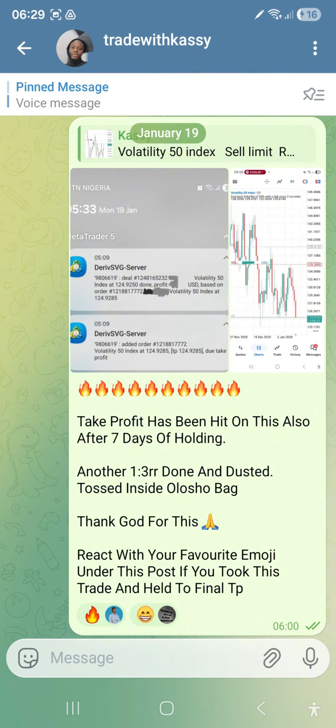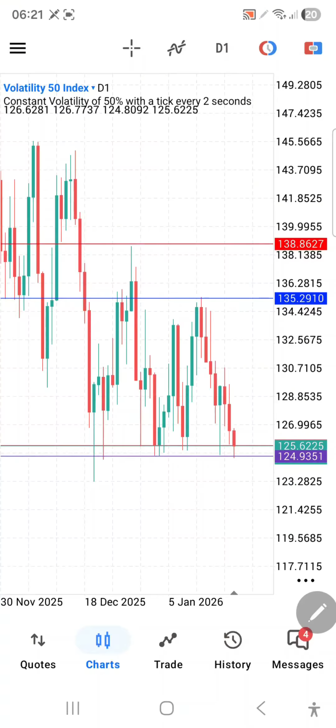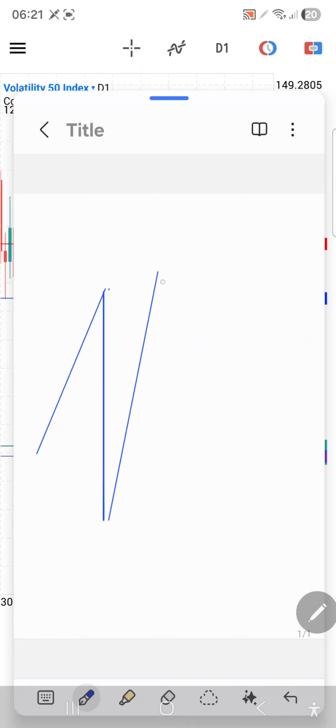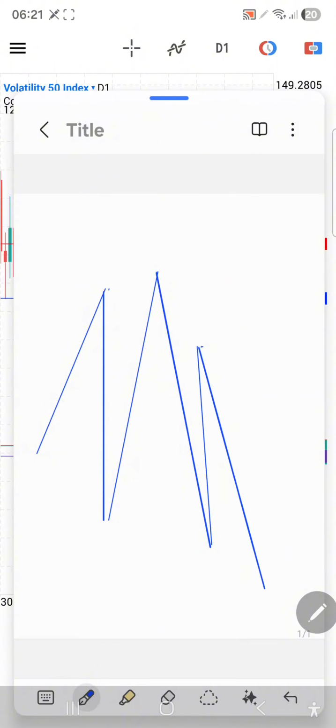So if you have been watching my videos, you all know my entry model. I use this as my entry model. This structure is what I'm looking for when I'm looking out for a sell, and here is my liquidity or inducement, as the case may be.